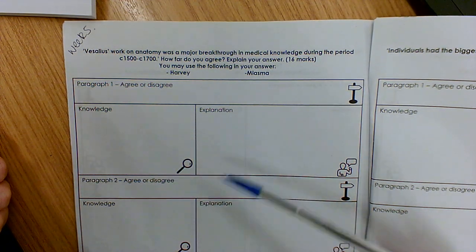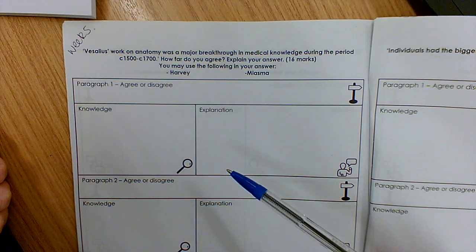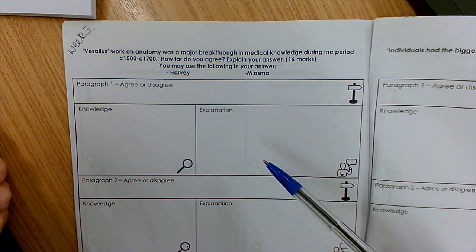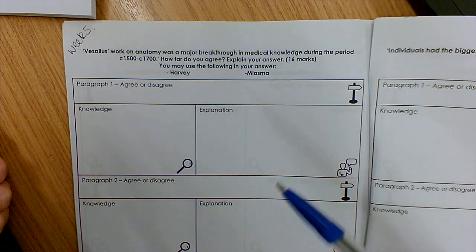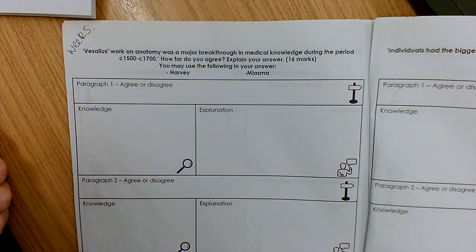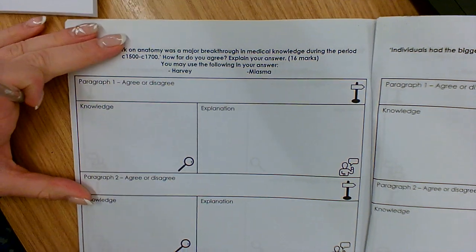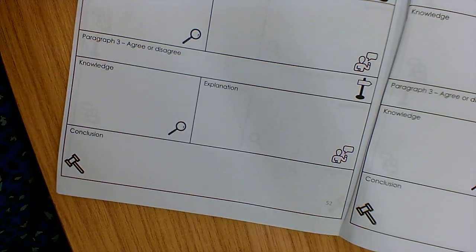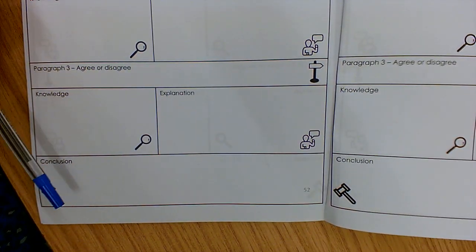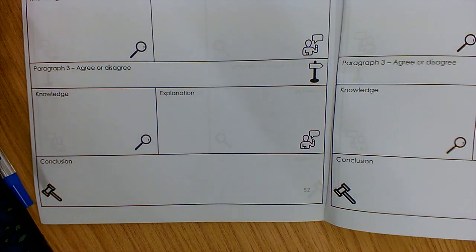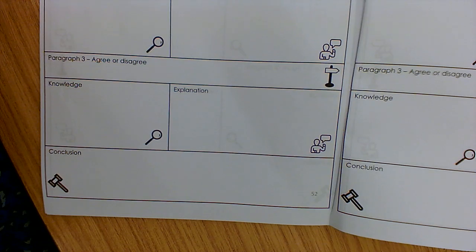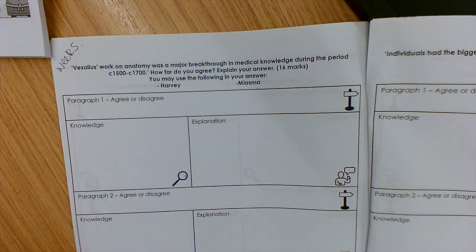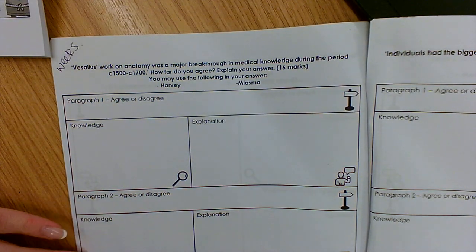It is this box here that we know we're focusing on, because this is where you really explain how far it was a major breakthrough. And you do that 3 times for 3 different reasons. At the bottom of your page, you'll see a box for the conclusion, okay? Because this is a 16-mark question, it's asking for your opinion, so you're going to need to definitely write a conclusion for this question.